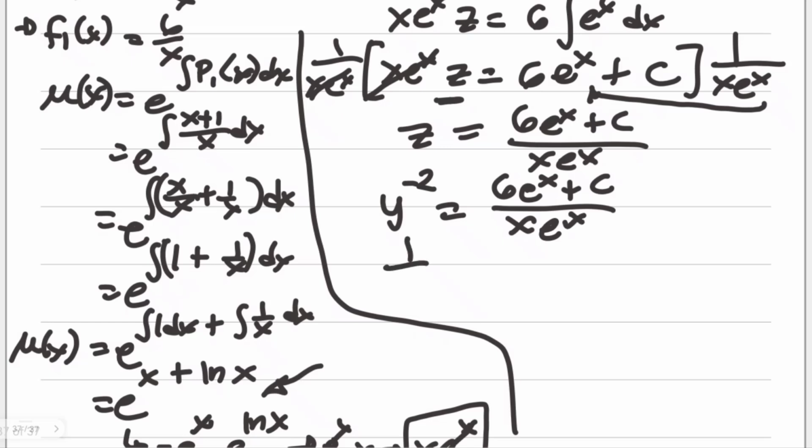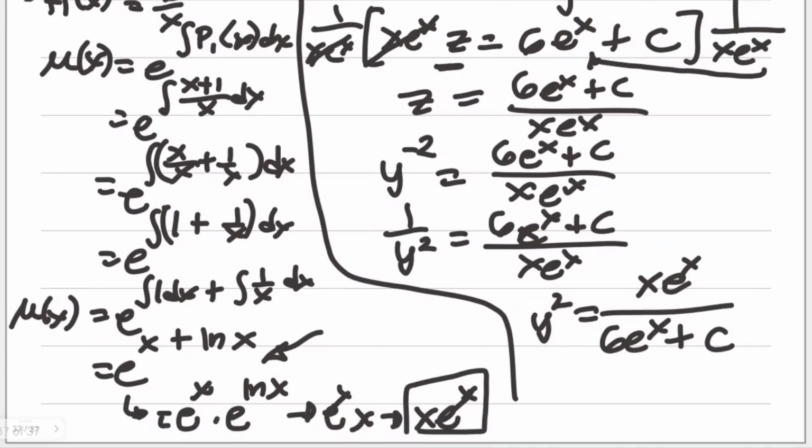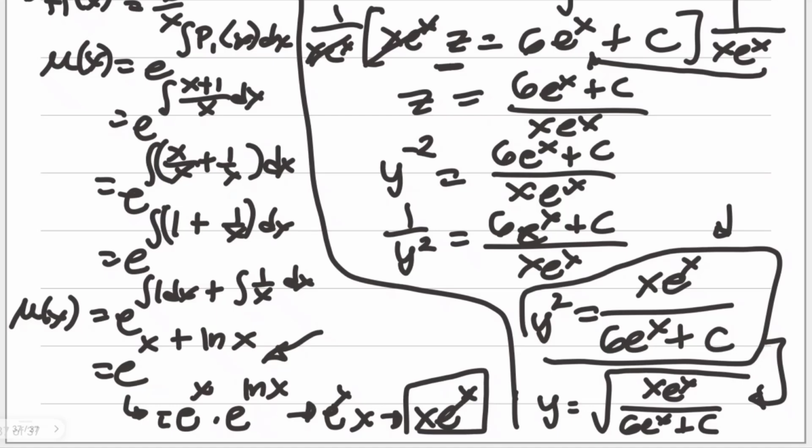This is actually 1 over y squared. So you have it still equal to 6 e to the power of x plus c over x e to the power of x. Reciprocate that, y squared is equal to x e to the power of x over 6 e to the power of x plus c. This is now the final answer for our solution. Or if you'd like to take the square root to really get y, you have this final form. But other references will just accept this answer, but nevertheless they are just the same.